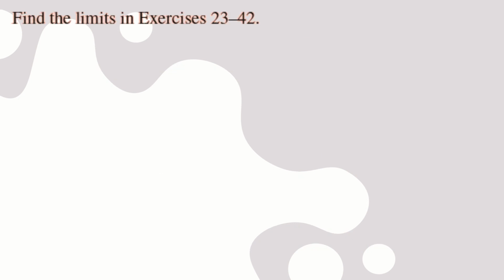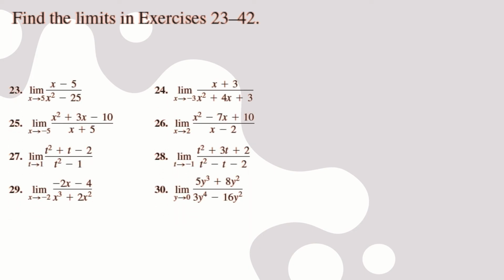So in questions 23 to 42 in Thomas' book, we are finding limits. You simply have to check whether we have 0 by 0 form. If yes, then look for some factorization or maybe rationalization. In question 23, we put x equal to 5, so we are getting 0 by 0. So it means we need to find this limit.